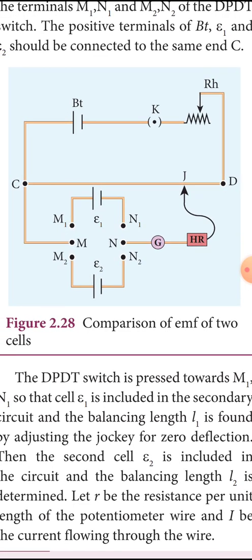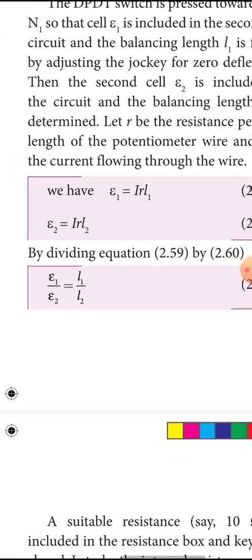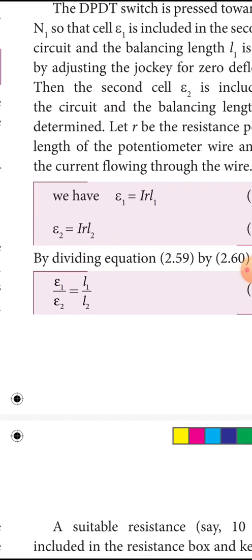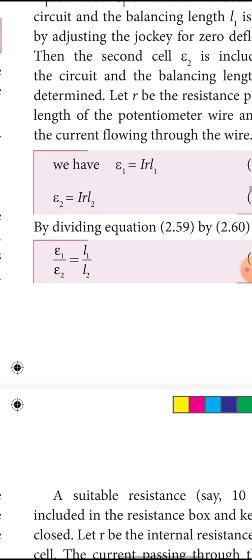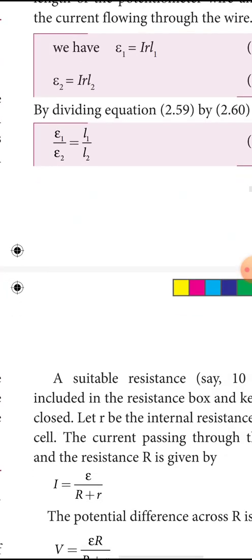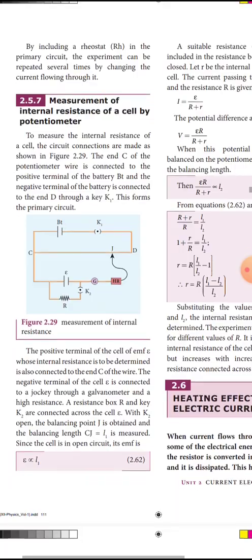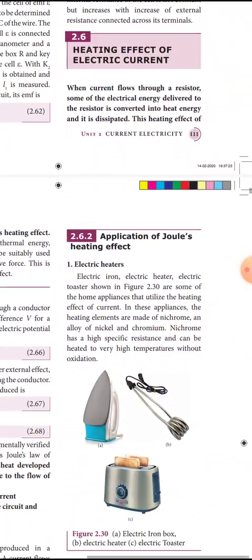So here the battery, key and the rheostat are connected, and E1, E2 are the EMFs of the two cells, and it is a six-terminal two-way switch, that is, you can call it a double pole double throw switch. A galvanometer, a high resistance and a jockey are connected, and here you get two equations. E1 is equal to I R L1 and E2 is equal to I R L2. You have to find E1 by E2, which is equal to L1 by L2. Here, the internal resistance of a cell by a potentiometer.